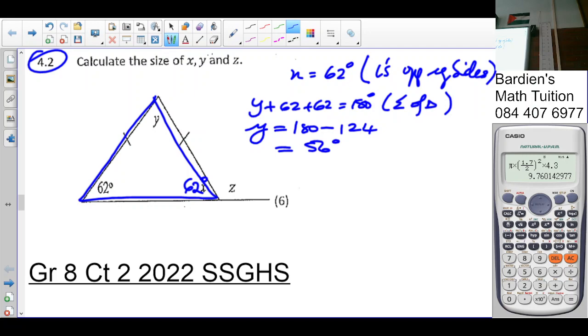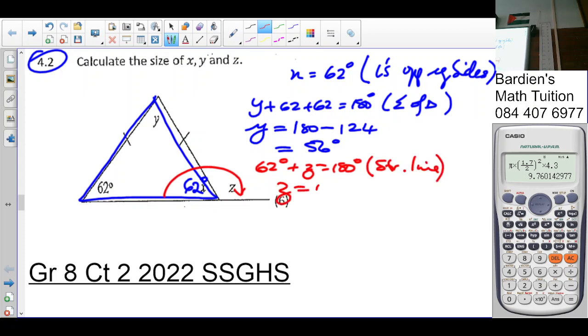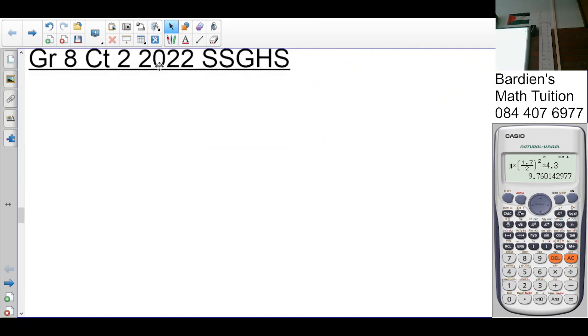I'm going to calculate z. And again with angles on a straight line. So 62 plus z equals 180 degrees. It's a straight line. So z is equal to 180 minus 62, which is 118 degrees. Okay, next.